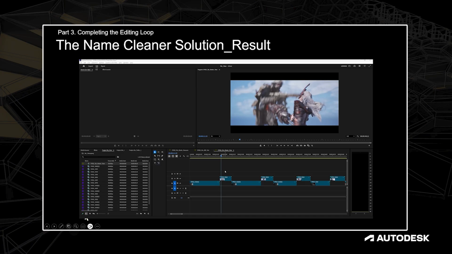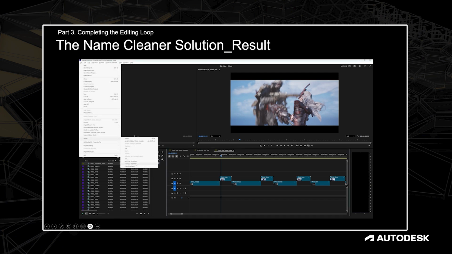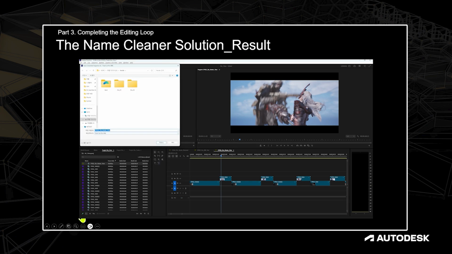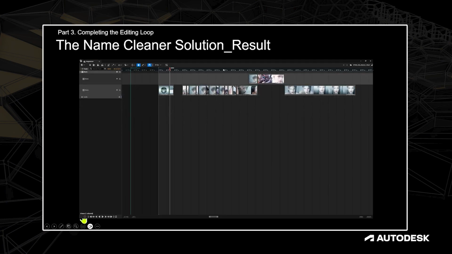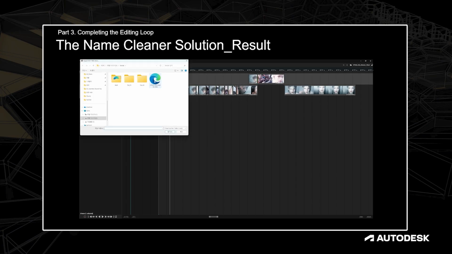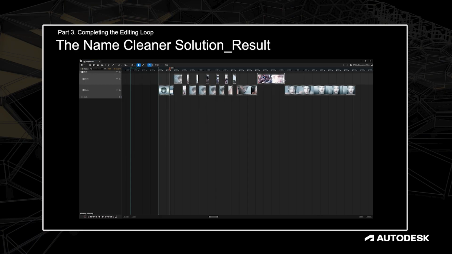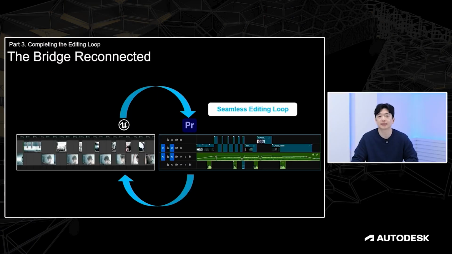We export the parenthesis 1 clip with the suffix, edited from Premiere as an XML, and bring it back to Unreal. Here we import the XML, and there it is. The edit reconnects perfectly. The names are different, but the result is identical. With this, the data circulation is finally completed.